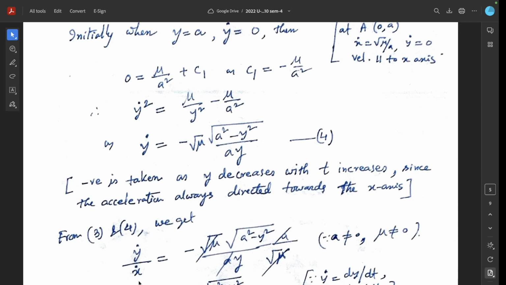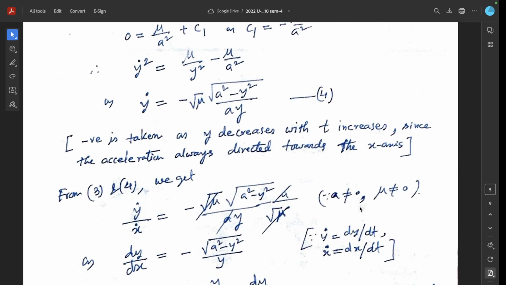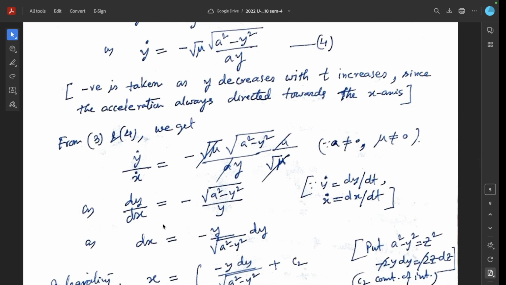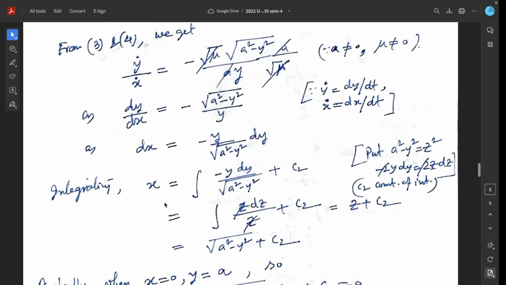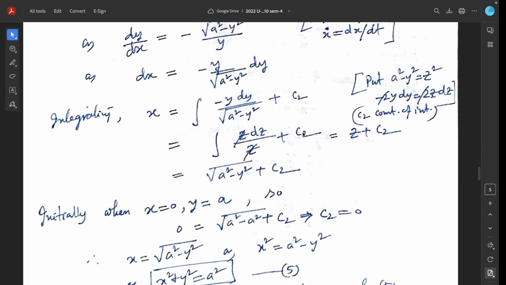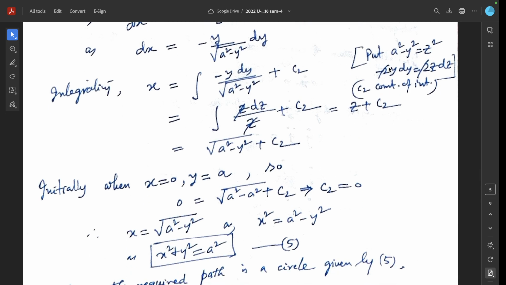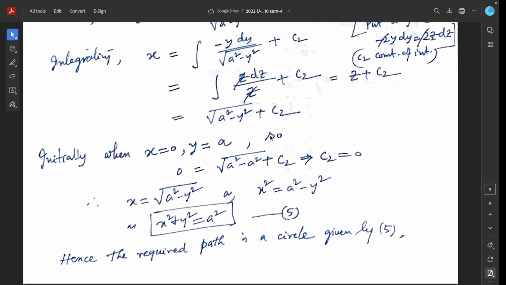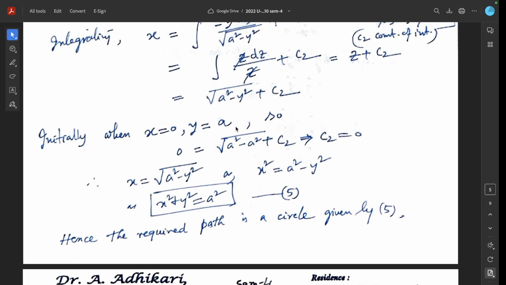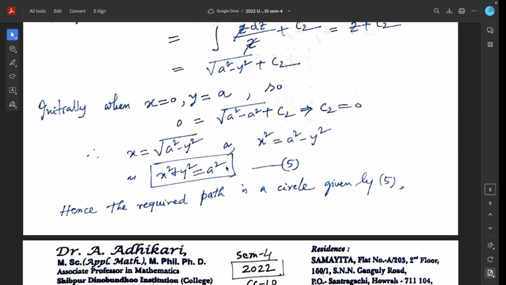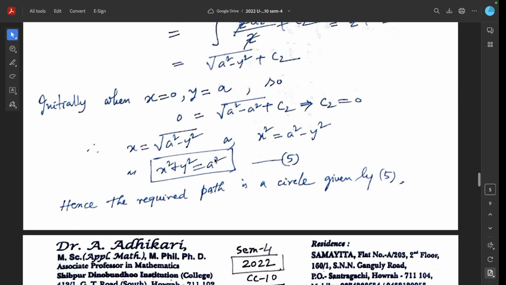And from equations 3 and 4, this x dot and y dot, dividing 3 by 4, we get y dot by x dot. So we cancel a not equal to 0, mu not equal to 0. So dy dt by dx dt, that is dy dx, equal to this, and separating variables and integrating, we get c2 as the constant of integration, and put a square minus y square equal to z square. Initially when x equal to 0, y equal to a, this is the point with coordinates (0, a). So c2 equal to 0, hence we get x square plus y square equal to a square, which represents a circle with center at origin and radius a. Hence the required path is a circle given by 5.